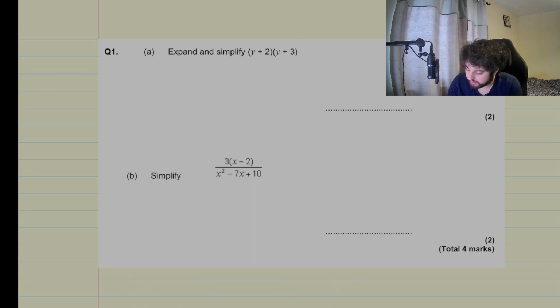First let's go with 1A, and it says expand and simplify y plus 2 multiplied by y plus 3. And basically, this is quite easy. You just have to open up the brackets. Now, I know two methods you can do this. One very long one, which I will use to prove that the short method works. So let's go with the short method first.